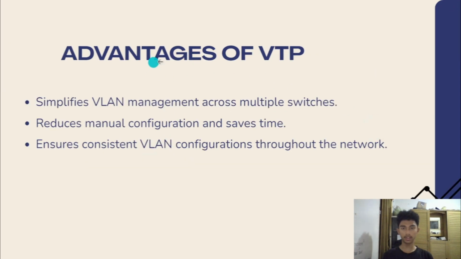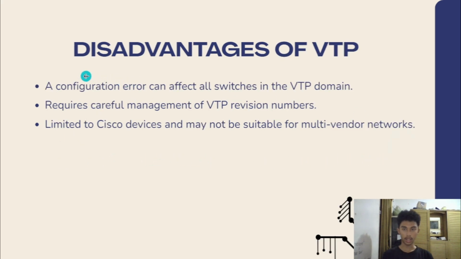The next is the advantage of VTP. It simplifies VLAN management across multiple switches, reduces manual configuration, and saves time. That ensures consistent VLAN configuration throughout the network. And the last slide, disadvantage of VTP. A configuration error can affect all switches in the VTP domain. It requires careful management of VTP revision numbers and is limited to Cisco devices, so it might not be suitable for multi-vendor networks. Okay, that was the explanation of VTP.